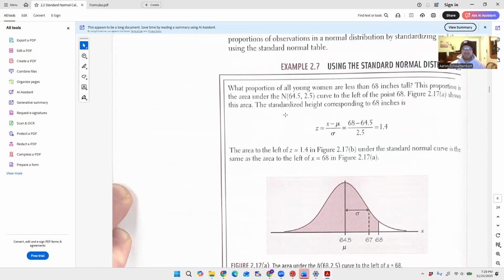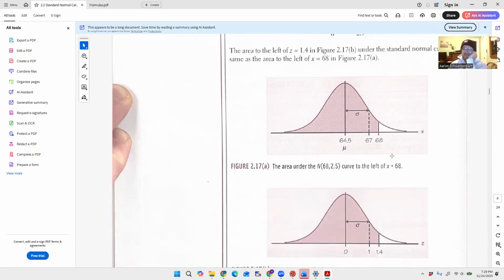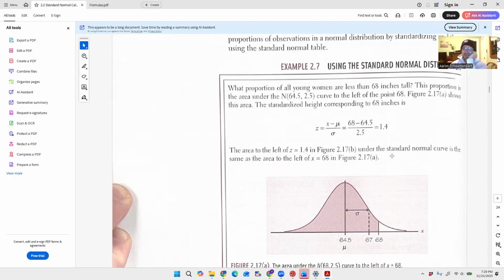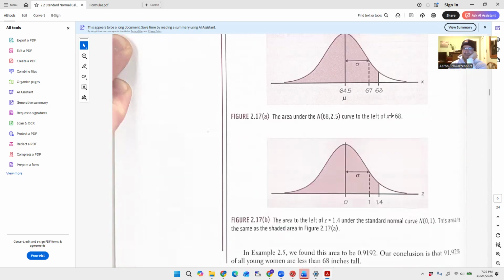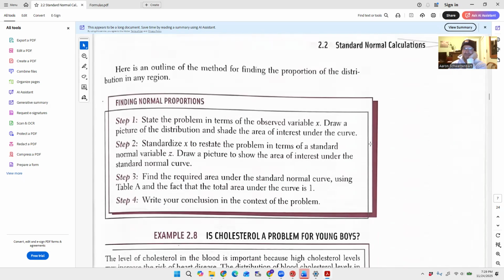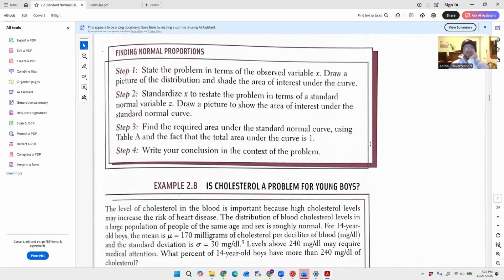Okay, using this again. What proportion of young women are less than 68 inches tall? Well, we already did that, and we get 0.9192. So, steps to finding it. State the problem in terms of variable x, draw and shade the distribution curve. Standardize, that's use the z formula. Find the required area using the standard normal table. Keep in mind if you have the upper side, you need to do 1 minus.